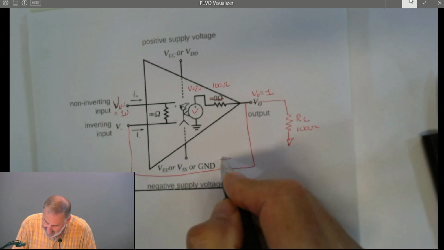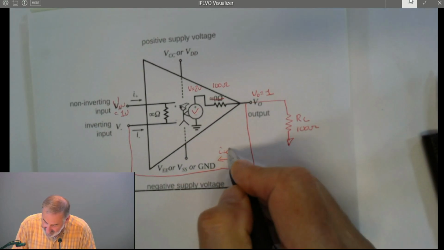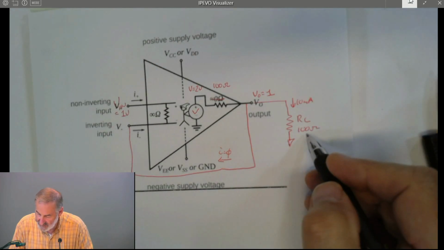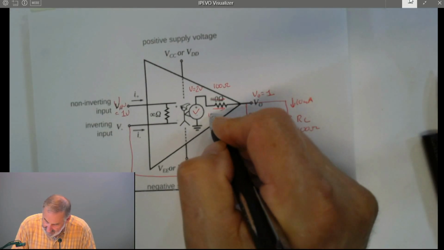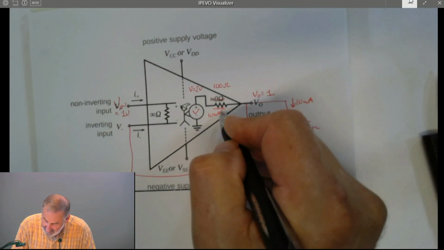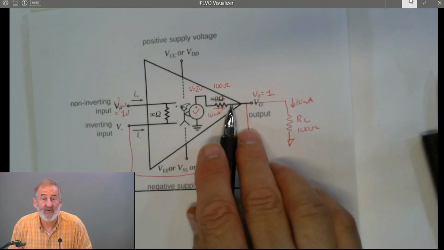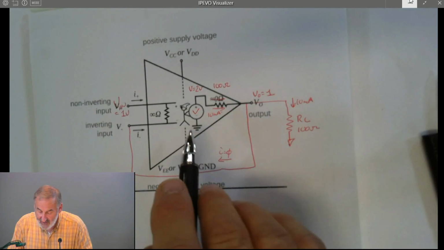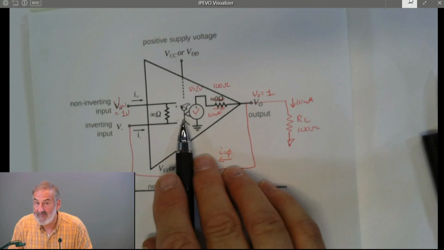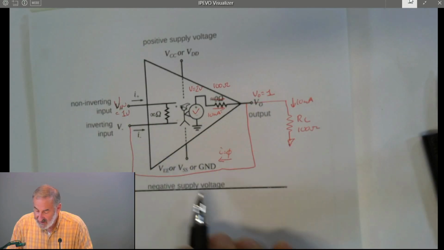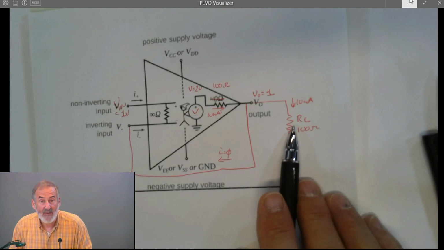No current is flowing this way, but we have 10 milliamps flowing here. 1 volt over 100 ohms means we have 10 milliamps flowing here. Means we have a 1 volt drop across this resistor, but we don't care because all this little gnome, the feedback, is doing is adjusting the output so that these two are the same. So effectively, we have 0 output impedance.